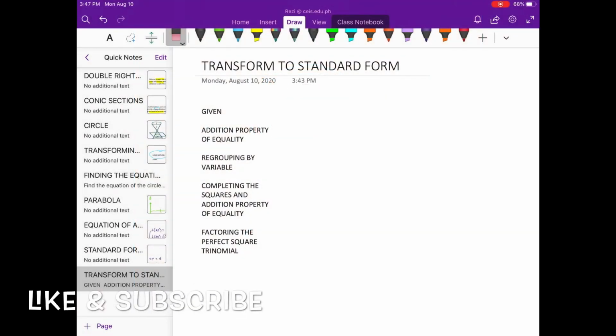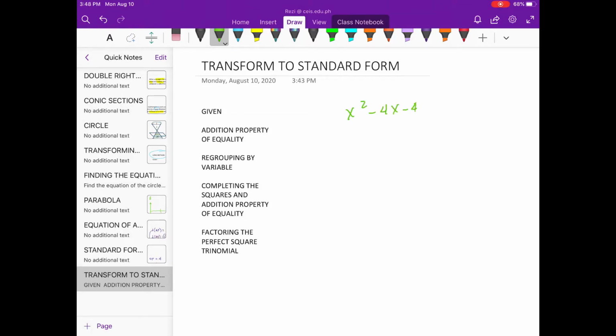Using these steps, let's transform to standard form the equation of the parabola. So given x squared minus 4x minus 4y minus 4 equals 0. Let's do the addition property of equality. So x squared minus 4x is equal to 4y plus 4. So what happened there? Just transpose to the other side the negative 4y and negative 4.